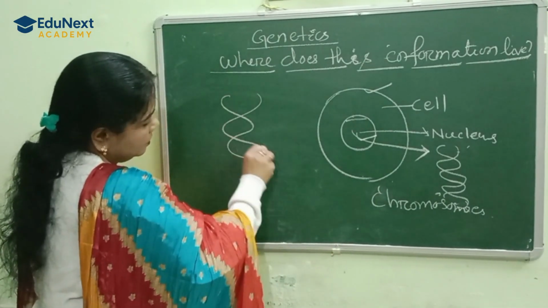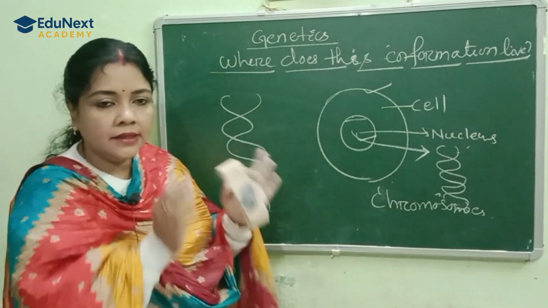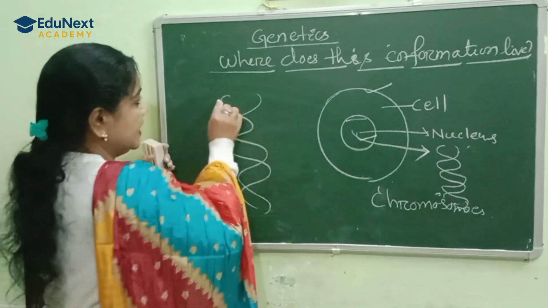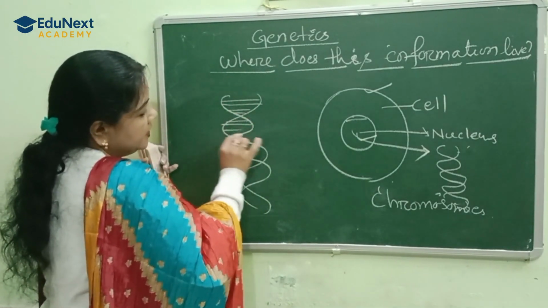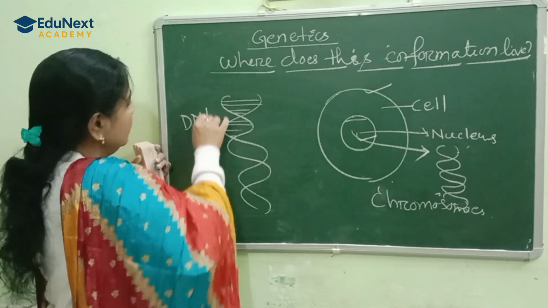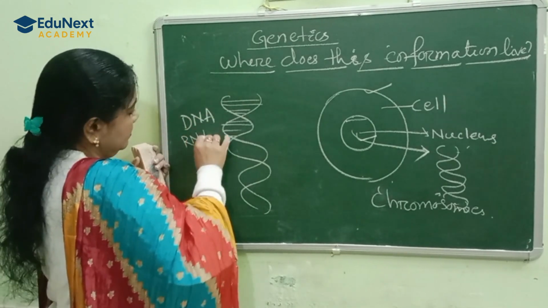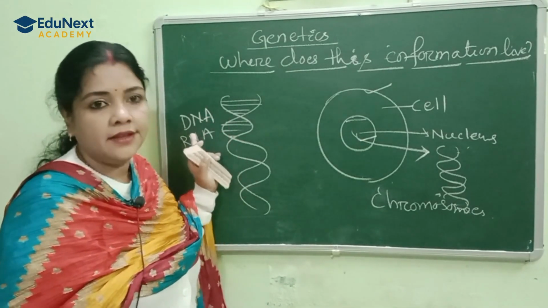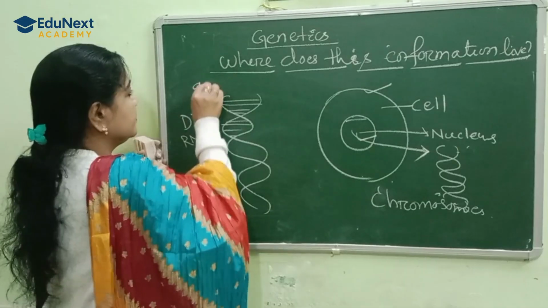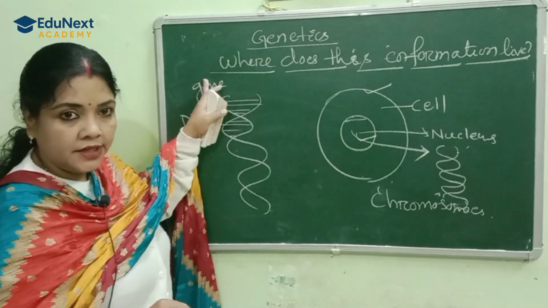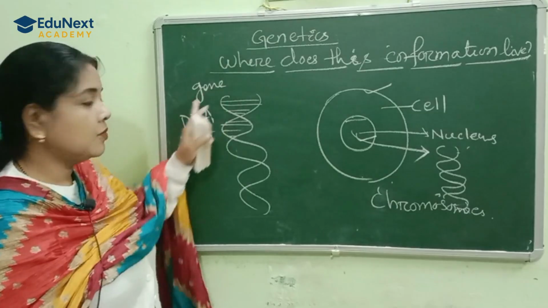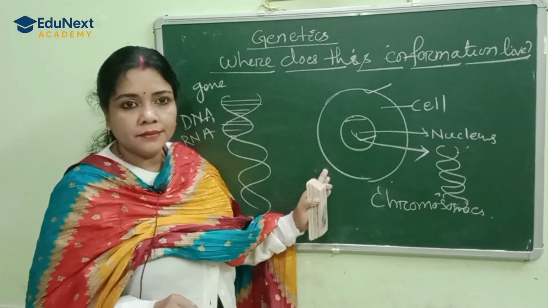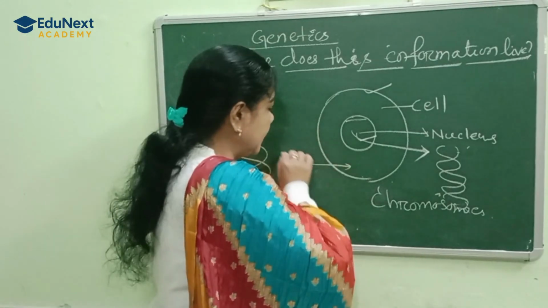The chromosome is a thread-like structure, a helical, double helix type of structure. Inside that, DNA is present. Inside DNA, genes are there. A gene is a fraction, a portion of DNA. Now you can imagine our cell is a library.